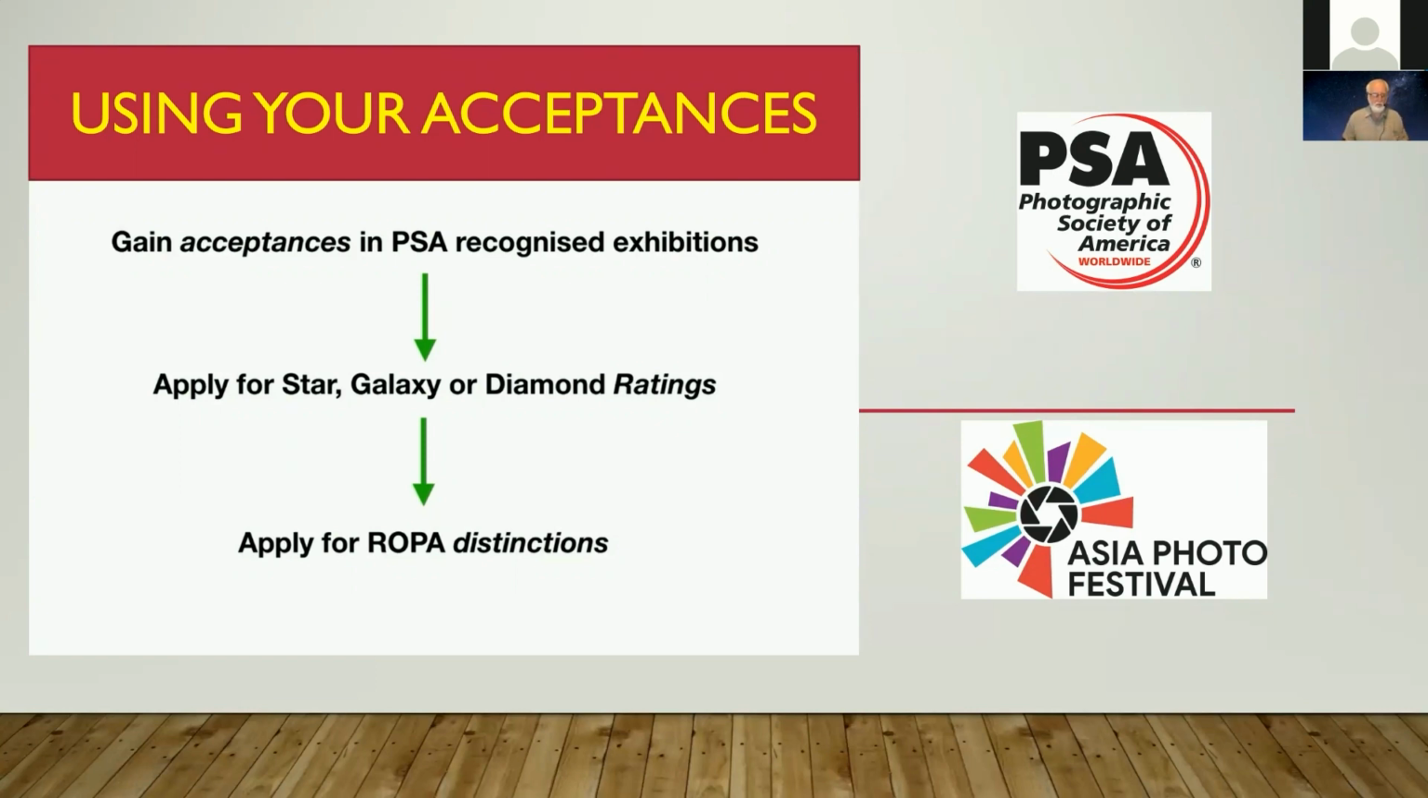So once you've gained the acceptances, that's when you apply for the star ratings, and the star rating system actually has three levels to it. There are stars and galaxies and diamond ratings. Basically these are just different ways of acknowledging the acceptances that you've received. And the full details of that are explained on the PSA website. Now, once you have enough acceptances approved through the star rating system, then you apply online for a ROPA distinction.